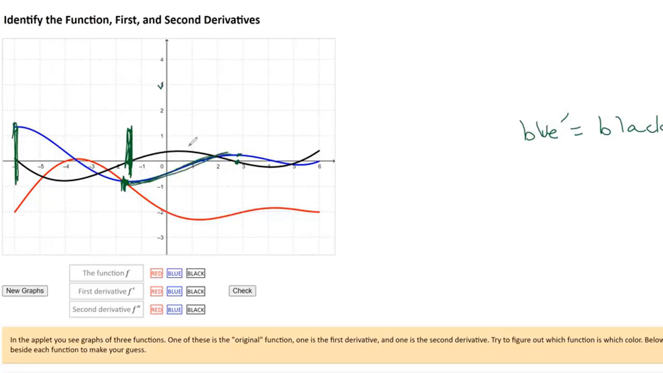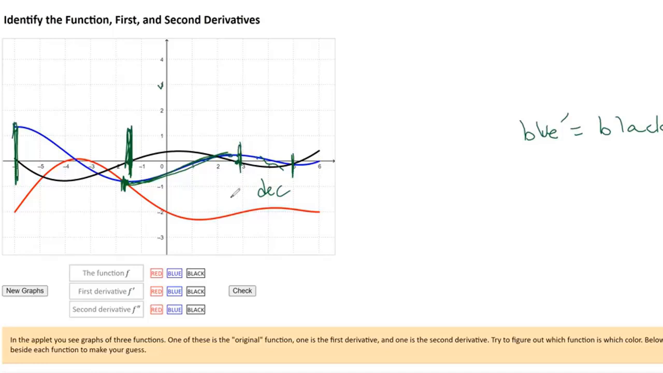The blue graph starts increasing. That means the black line, which is the derivative, has to be positive. And then again, at that 0, it starts decreasing here. So from here to here, it's decreasing, which means that the derivative has to be negative.